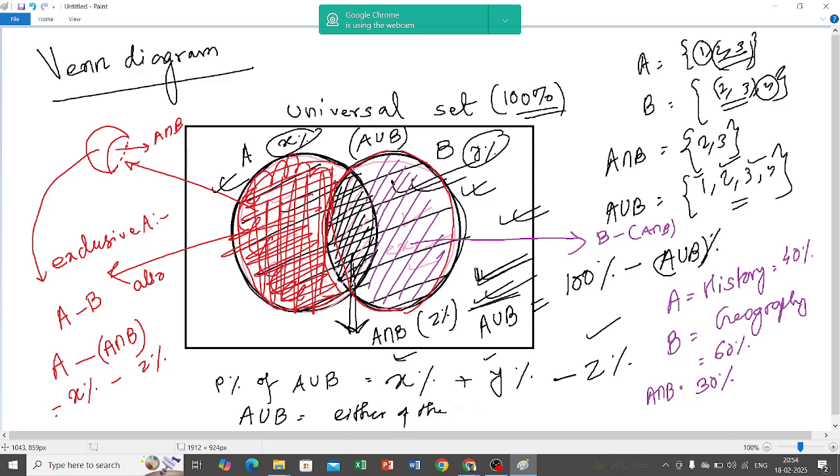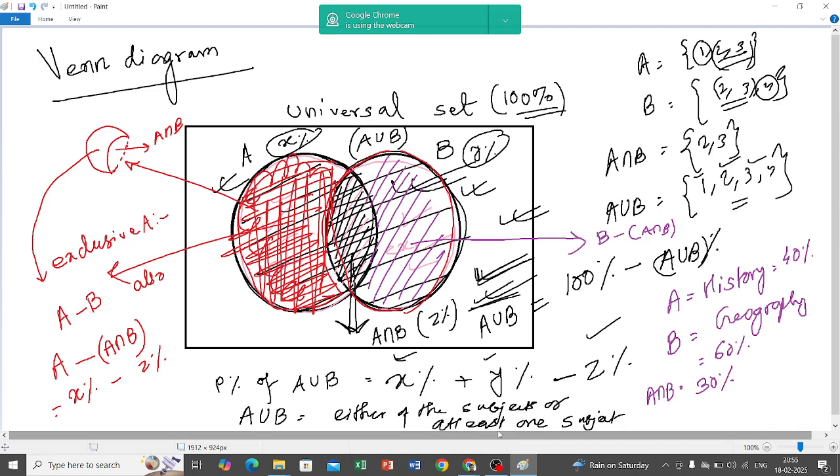Either of the subjects, or it is also written as at least one subject, like this. Please make a note of this, or the recording is also there. So A union B is either of the subjects. It is also said either of the subjects, or at least one subject.